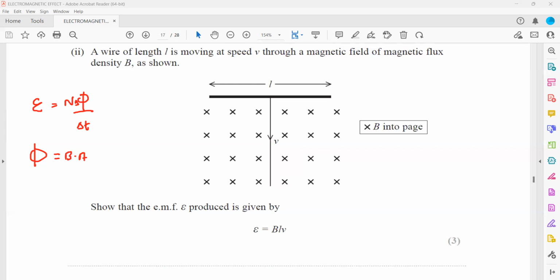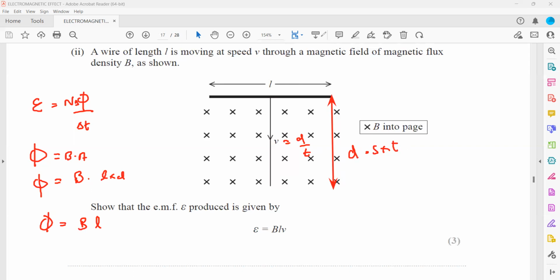For example, how much distance it has covered: we have the formula speed equals distance over time. We want the total area it covered, so the distance will be equal to speed into time. So distance is speed multiplied by time. So I can say phi is equal to B times area. Area is length multiplied by width. This is the length, and the width is D. So area is equal to L into D. And D is equal to speed into time.